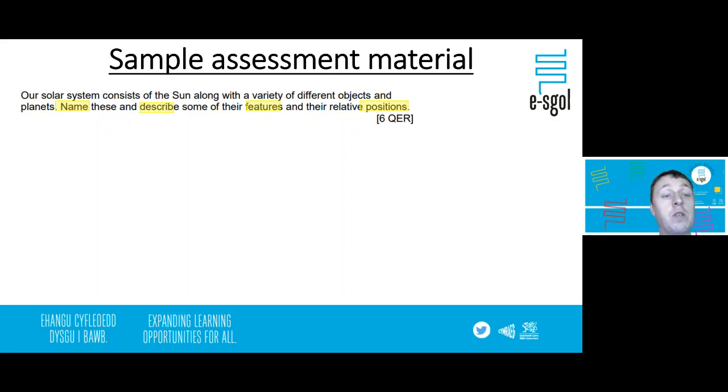So first of all, can you see how they have focused the question on the solar system and what it consists of? They've named the sun, but they've not named the planets or the different objects. So this is your opportunity, especially when the command word is named. So seeing this, you should be thinking already, what are the names of the planets and the different objects? At the end of the sentence, it also says relative positions.